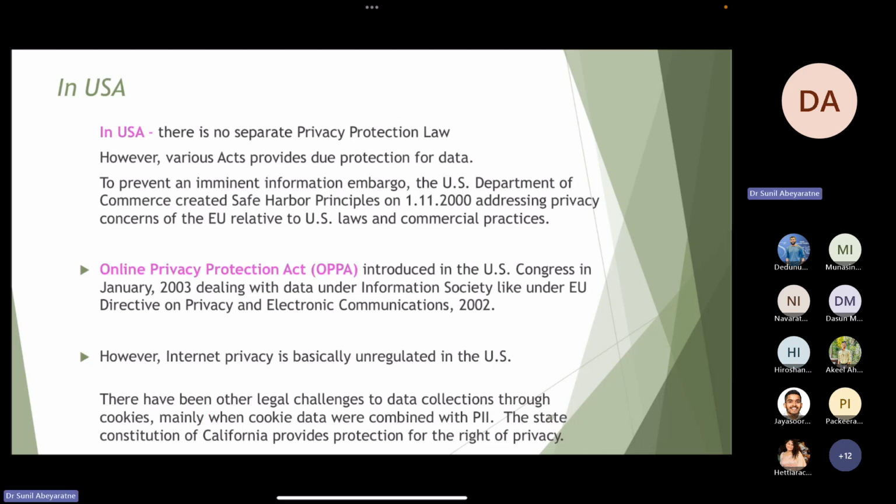To prevent an imminent information embargo, the United States Department of Commerce created safe harbor principles on 1st of November 2000, addressing privacy concerns of the EU relative to US laws and commercial practices. The US is not a member country of the EU, but the US main export market is in the EU region. So if the United States is not ready to accept privacy policies or data protection law available in the EU, then the US will lose their export market. To avoid that, they went for a safe harbor system. That means voluntarily they accepted this EU privacy policy.